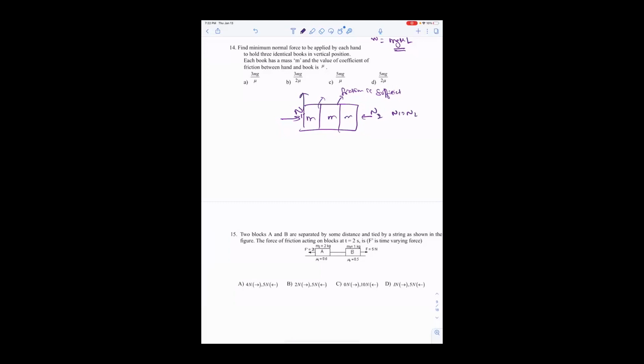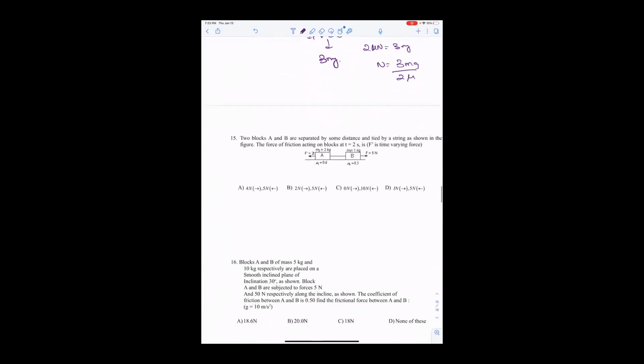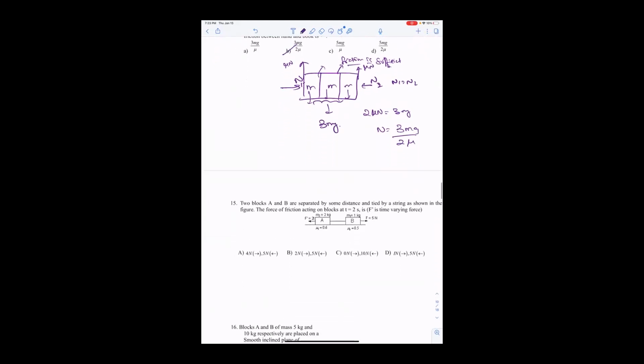So what is the maximum friction here? Mu times N, and friction here is mu times N. What is the total weight? 3mg. Total weight of this, this, and this, 3mg. So net upward force 2 mu N is equal to 3mg. So N is equal to 3mg by 2 mu. Screenshot if needed. Easy question. Here friction is sufficient as he hadn't mentioned anything, so between the books there is enough friction.